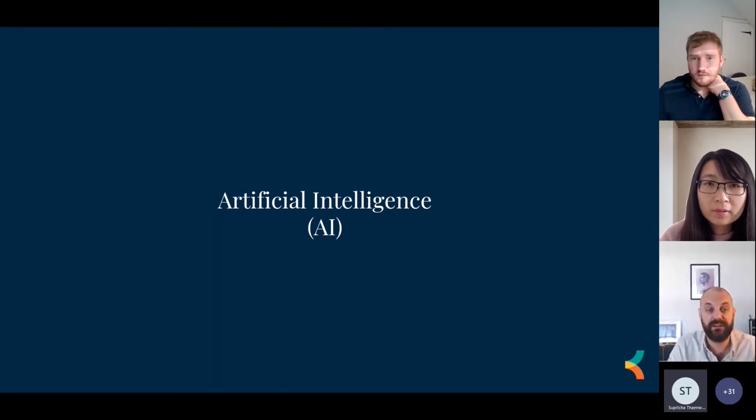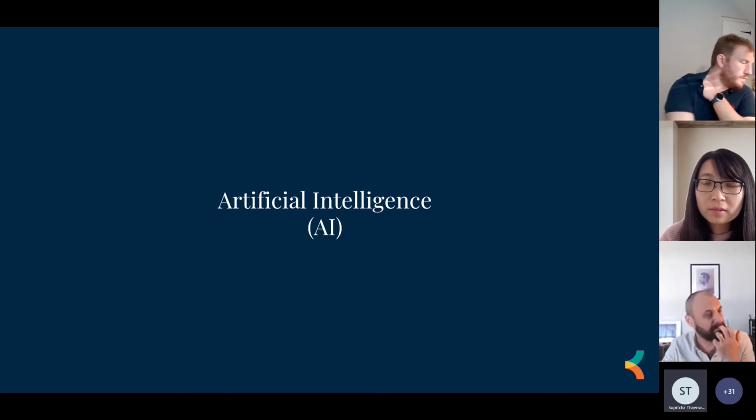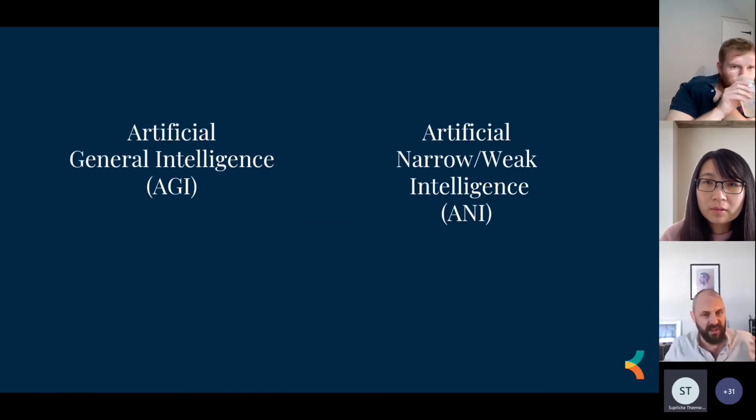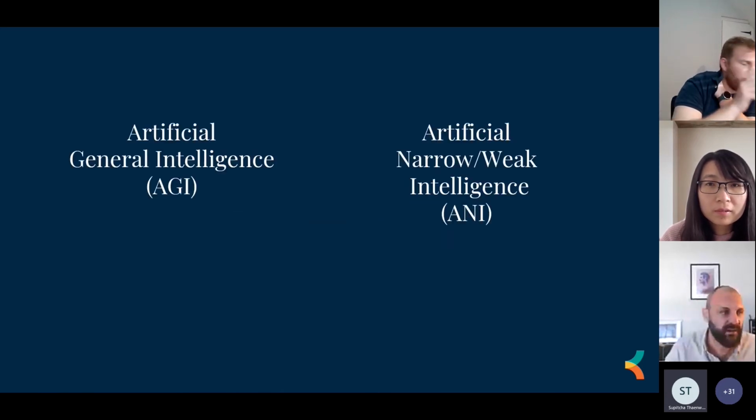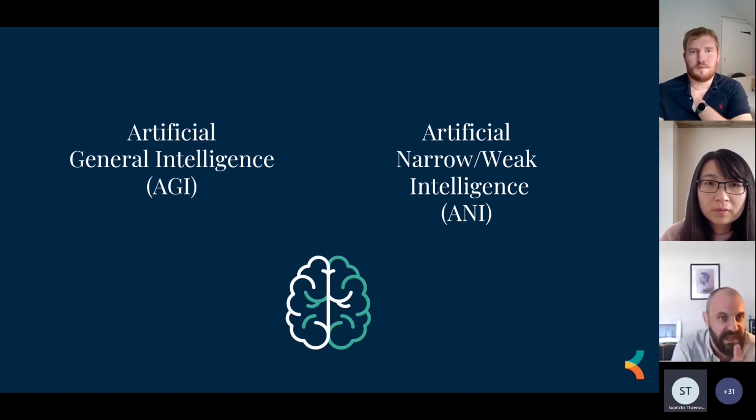You've probably all heard of artificial intelligence. It is always a hot topic. It will be for the foreseeable decades. So a bit of introduction. I'm going to heavily oversimplify AI. There's 2 main groups of AI. We've got artificial general intelligence and we've got artificial narrow or weak intelligence.